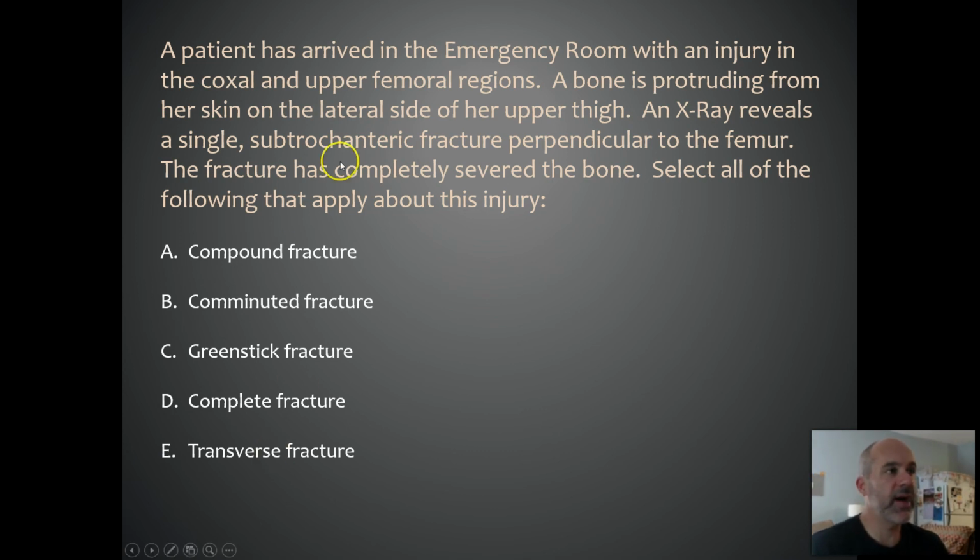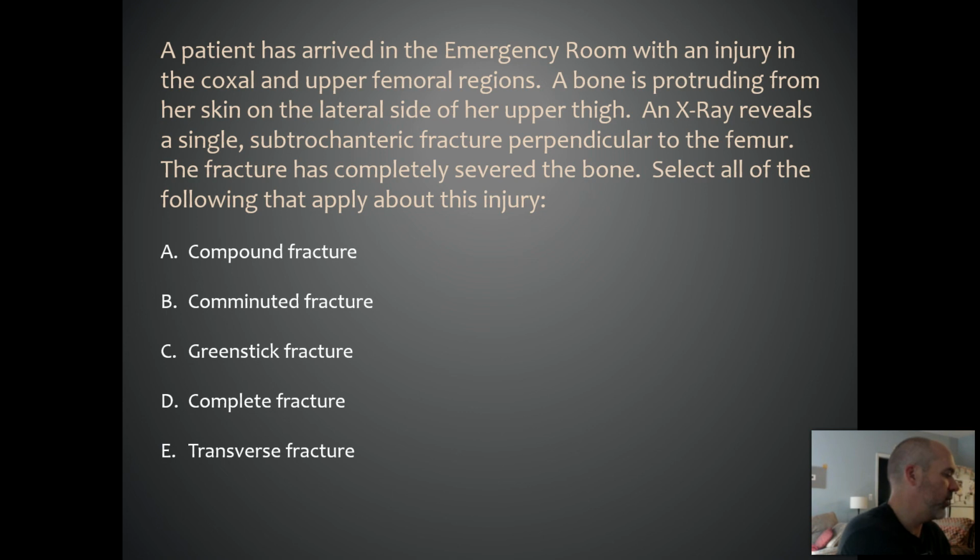All right, a patient has arrived in the ER with an injury in the coxal and upper femoral regions. A bone, this is a reading question, a bone is protruding from her skin on the lateral side of her upper thigh, so it's broken through the skin. An X-ray reveals a single subtrochanteric fracture perpendicular to the femur. The fracture has completely severed the bone. Select all the following that apply about this injury.